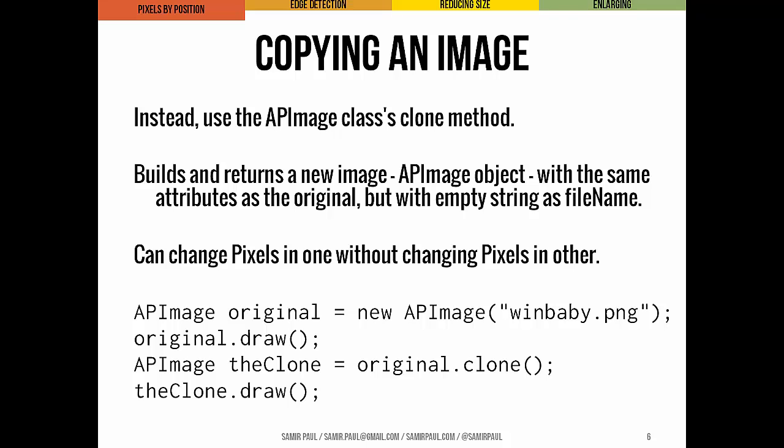So this code segment, which displays an image and its copy, demonstrates how we would use the clone method. We make our new image: AP image original equals new AP image winbaby.png.